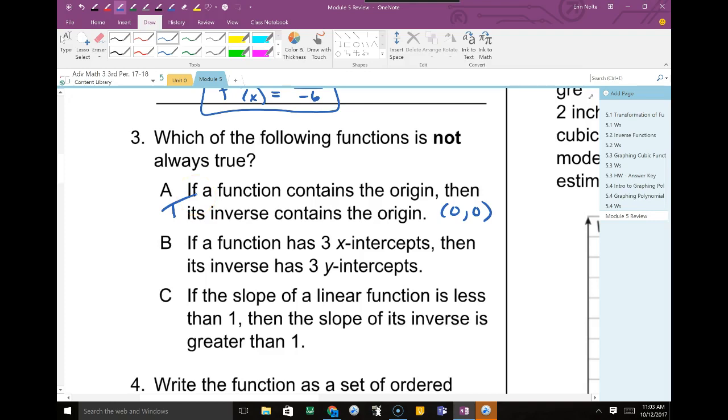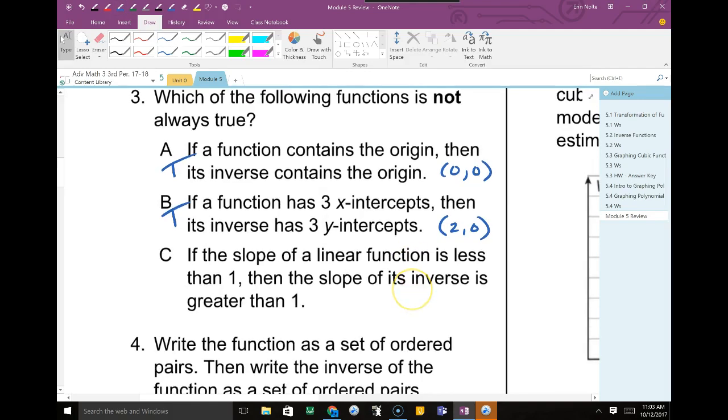Okay, for B, if the function has 3 x-intercepts, then the inverse function has 3 y-intercepts. What do you think about that? Okay, that would be true, right? For the same reason, if my x-intercept was, I don't know, 2, 0, the inverse of that would be 0, 2, right? So this is also a true statement. So we could probably circle C and move on to the next one, right? But we're smarter than that. We're going to read it just to make sure we understand. If the slope of a linear function is less than 1, then the slope of its inverse is greater than 1.